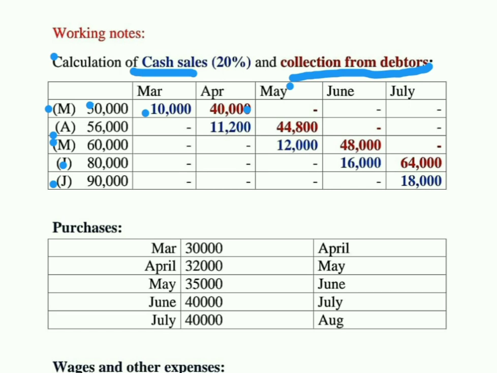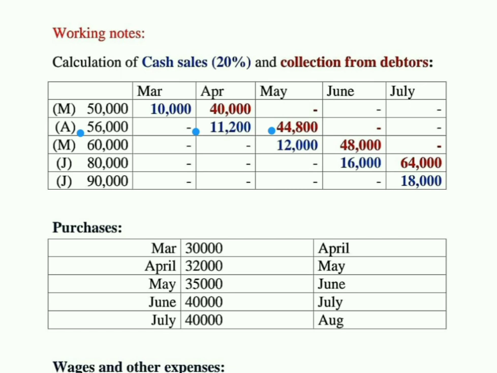See, a similar calculation will be made for the month of April. Here 56,000, calculate 20% on 56,000, then we will get 11,200, that is cash sales for the month of April, 11,200, and the remaining 44,800 are the credit sales that will be collected in the month of May. So 11,200 plus 44,800 equals 56,000.